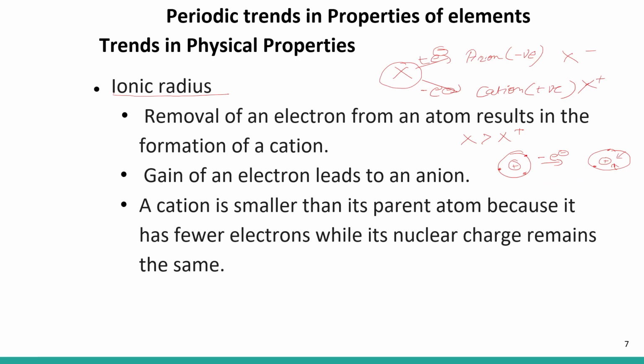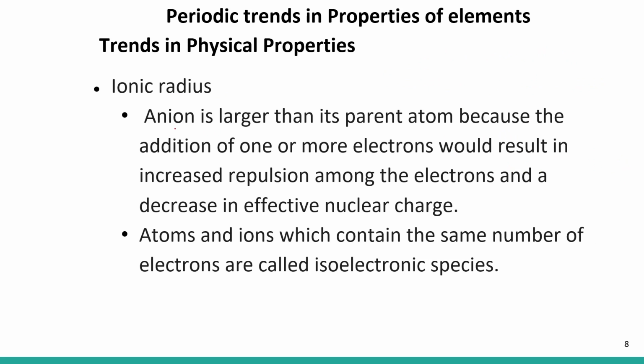Okay. Now, next, if we move to anion, which is negatively charged, we are adding an electron to get our X minus. So what happens? Suppose this has 3 electrons. Now we are adding 1 electron to it. So what will happen? It has initially 2 electrons. Now it is 3 electrons.